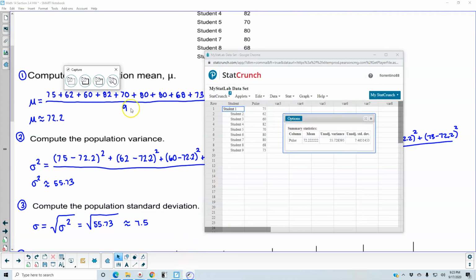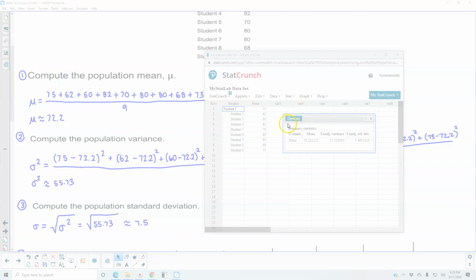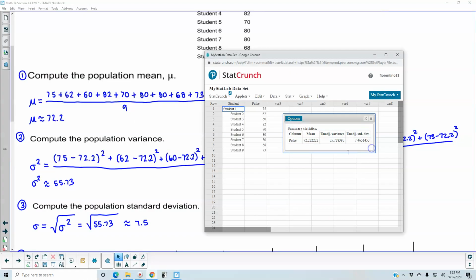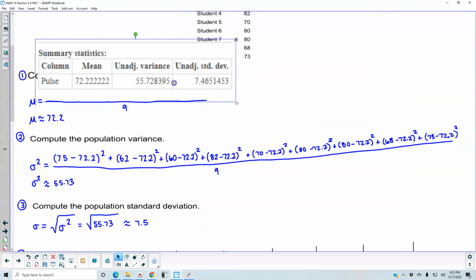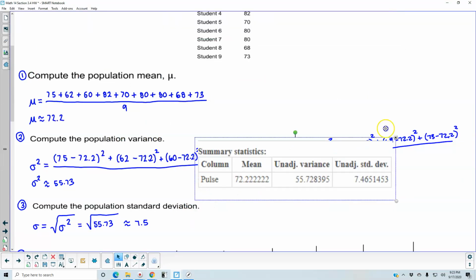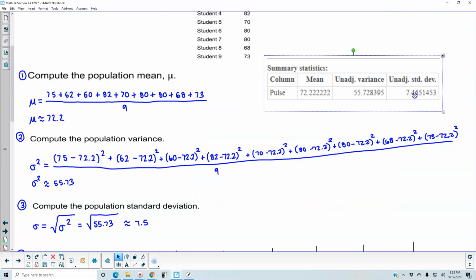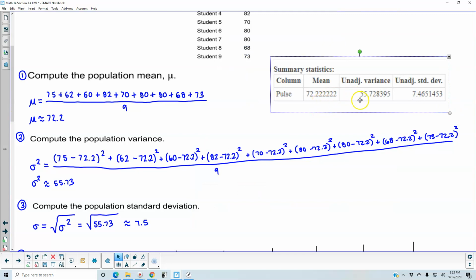And so here, if we take a look at this data, it verifies what we just solved for. You can see that we have the mean at 72.2, the variance at 55.73, and the standard deviation at 7.5.